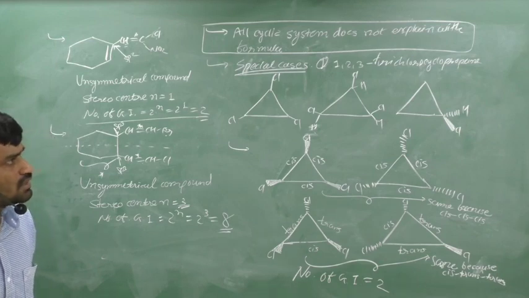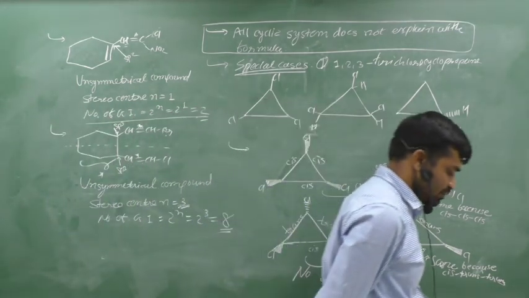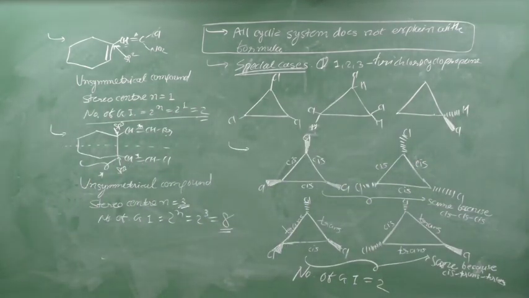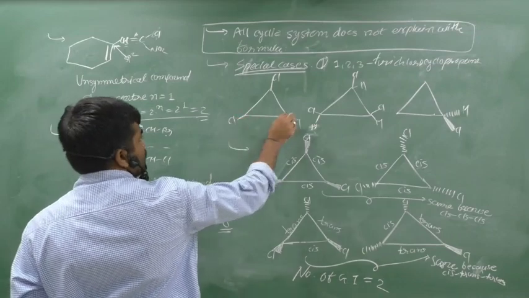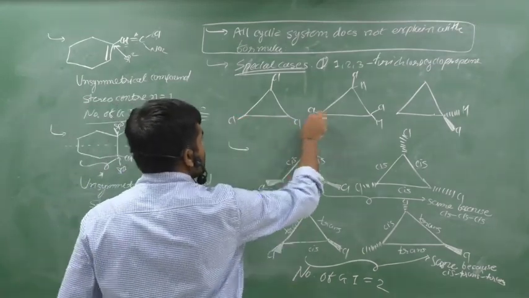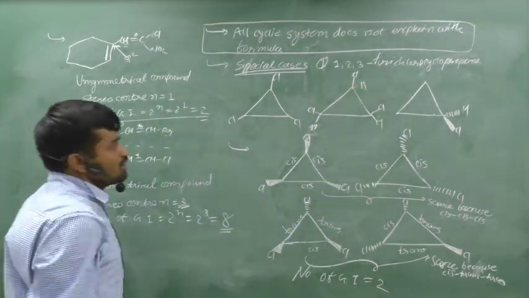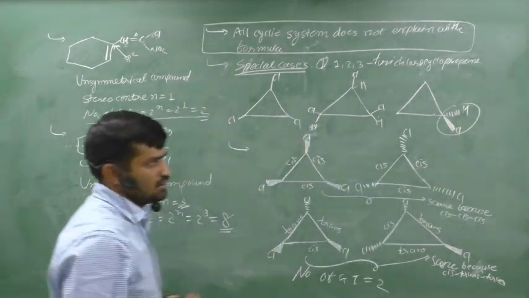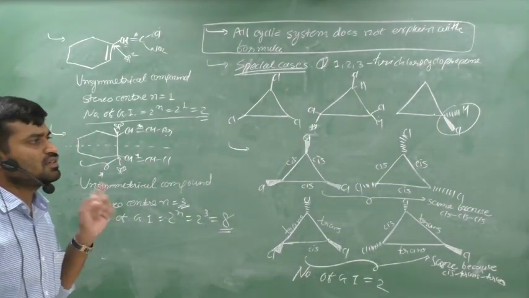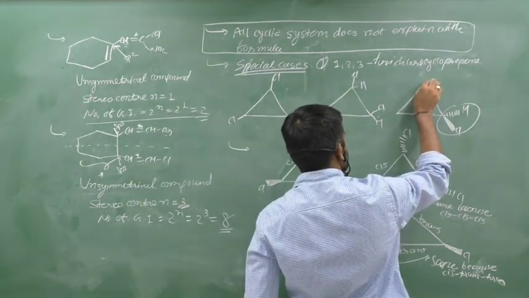First special case is 1, 2, 3 trichlorocyclopropane. If you draw the formula, it is like that. And here we can expand it. It is H and Cl. H and Cl. Yes, this H and Cl are denoted like that. One is in dash form, one is in a wedge form. Clear? Here also like that, but we cannot draw here and here.